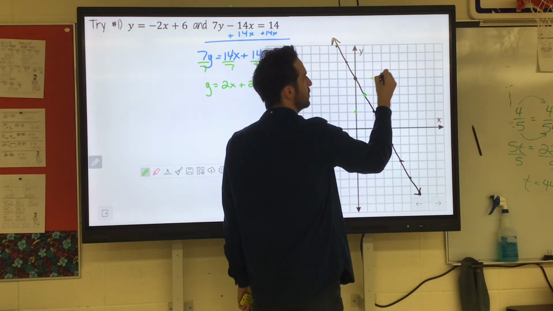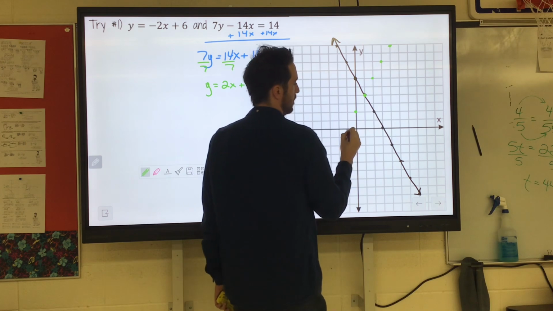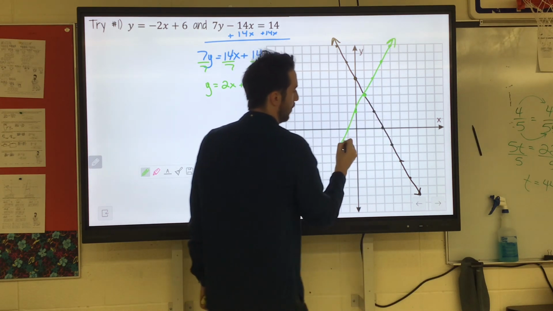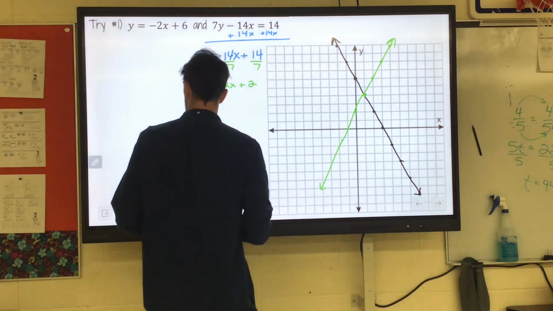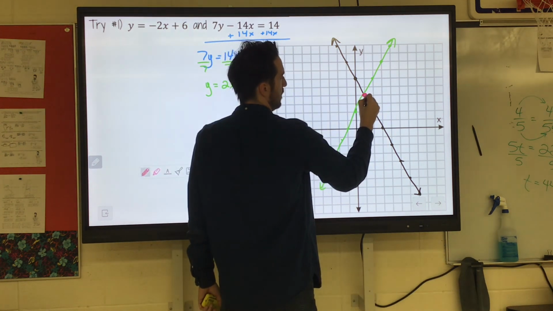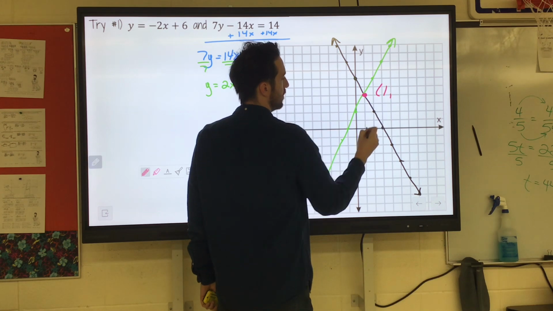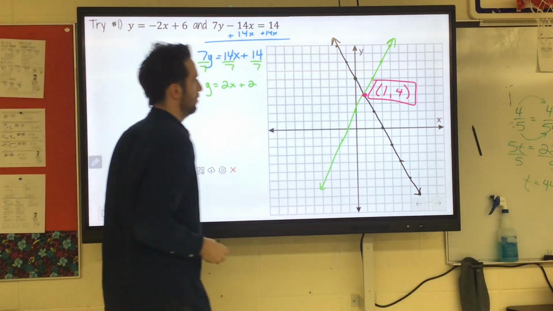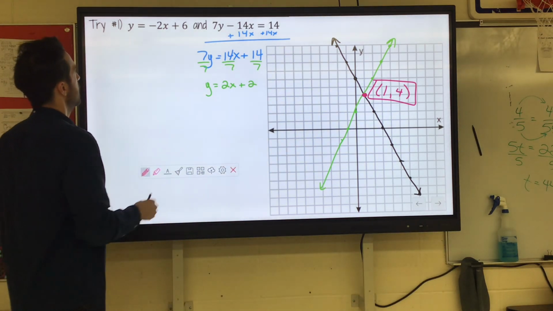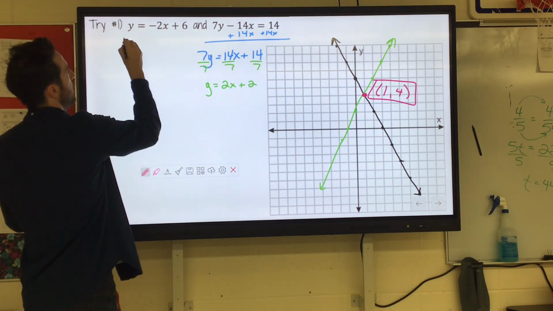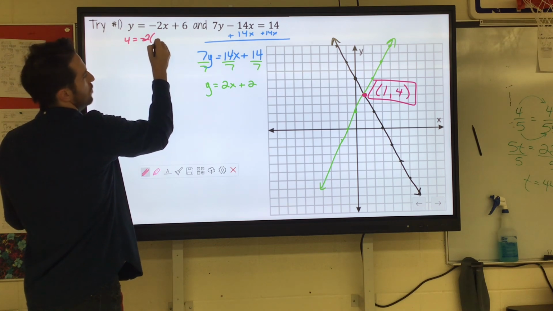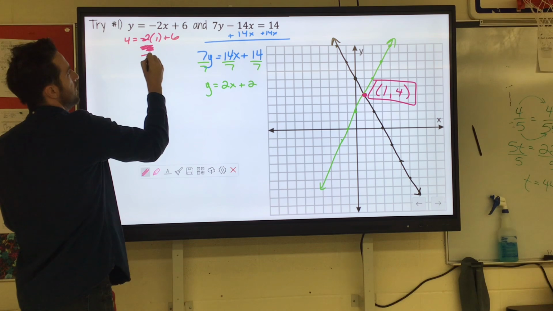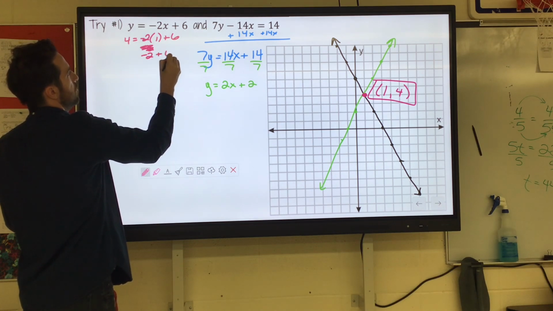Yes, that's where they intersect each other. Could go down 2, left 1. But really the point that matters to us is that point of intersection, which is right here at 1, 2, 3, 4. 1, 4. You could verify that algebraically. In the originals, let's see, y equals negative 2x plus 6. That would be negative 2 plus 6, which is 4.